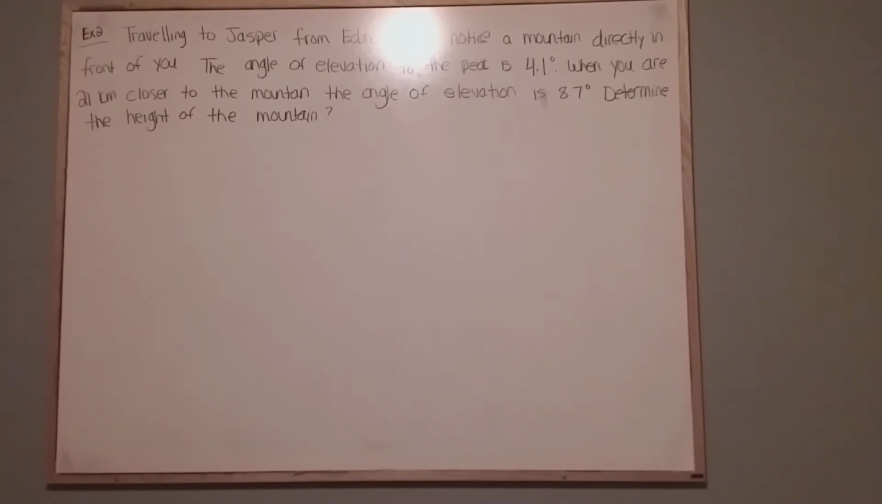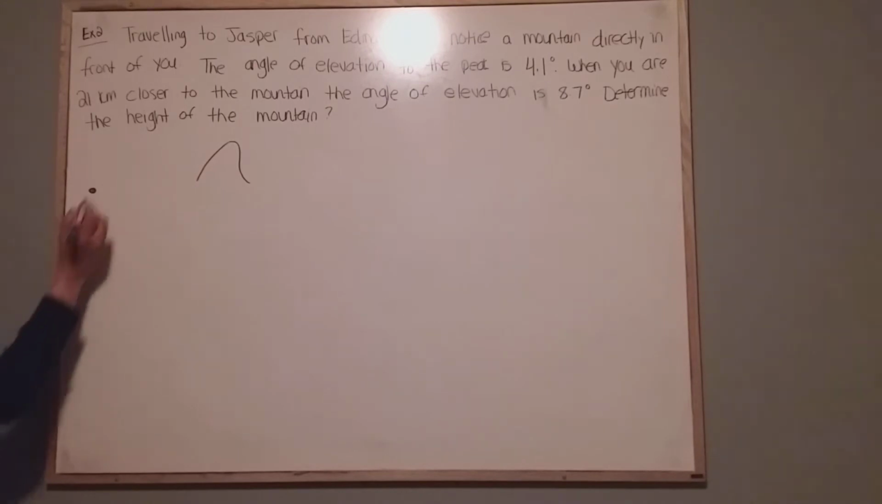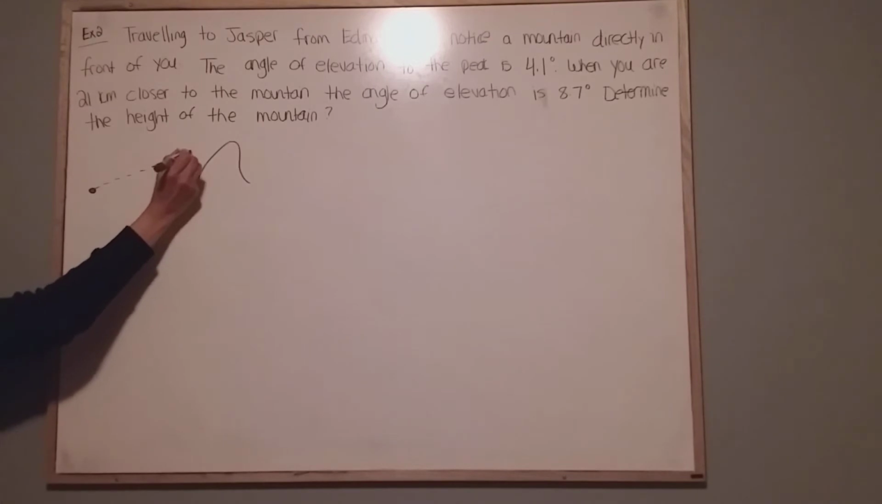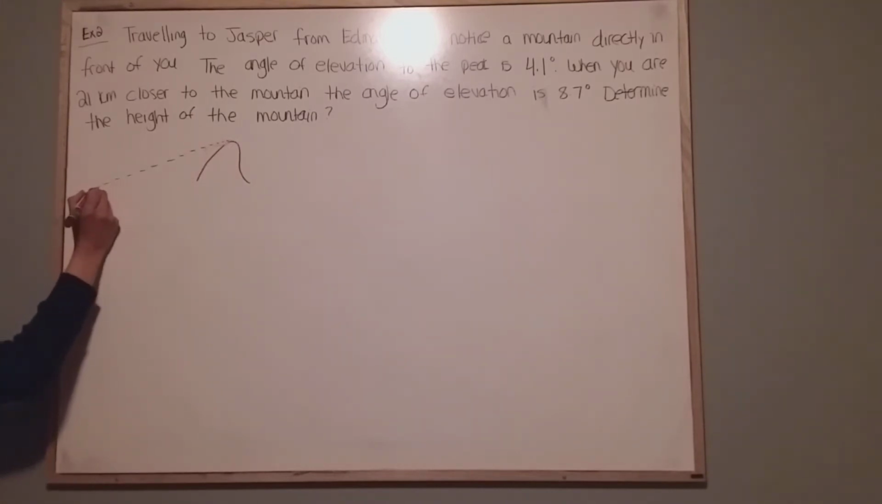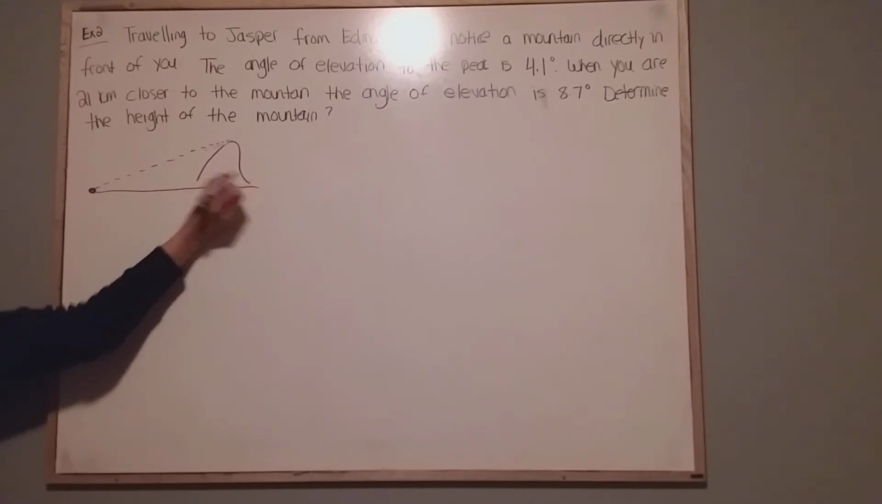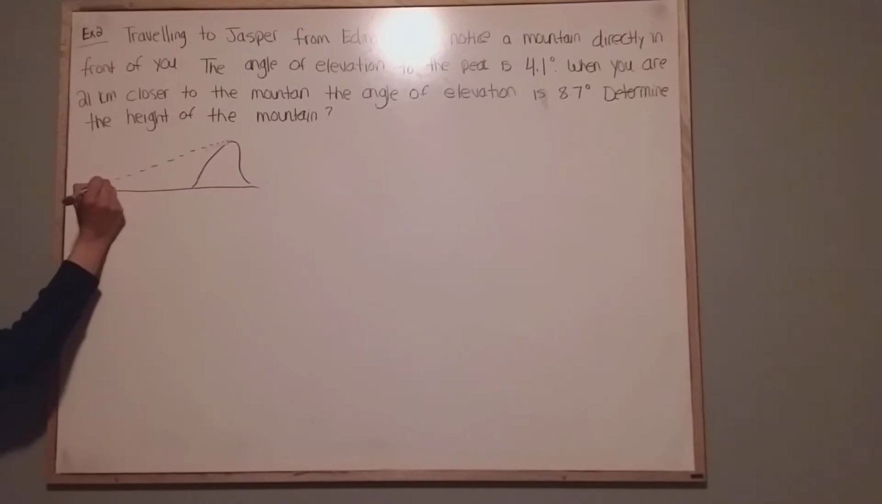So your first step is to draw a diagram. I'm going to make this my starting point. I'm standing here, or my car is here, and I see a mountain. When I look from here to the top of my mountain, and this is the ground, that's my road. The mountain comes all the way down. This angle of elevation here is 4.1 degrees.